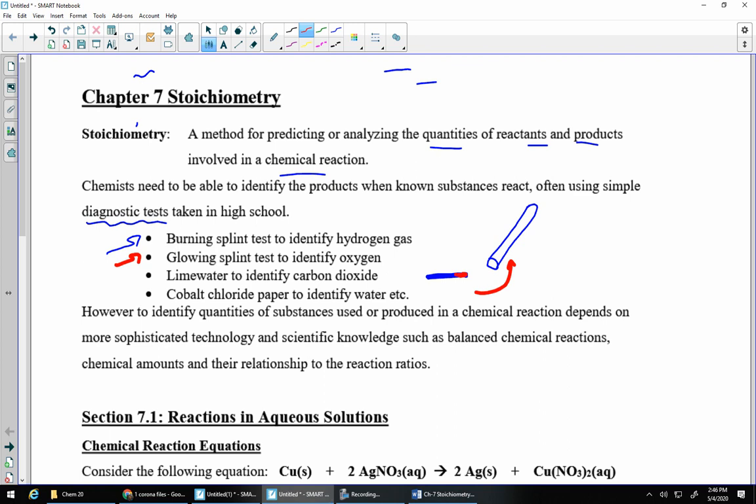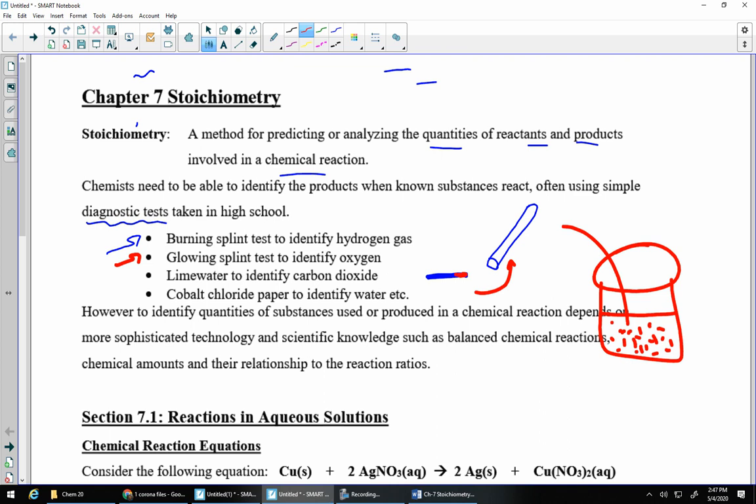You probably saw in grade 8, you can use lime water to identify carbon dioxide. So you see a little jar and you've got some lime water inside of the jar. If you were to blow carbon dioxide into that, it would form a precipitate, and that's a test to identify carbon dioxide.